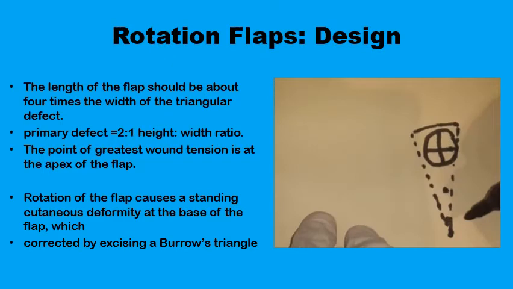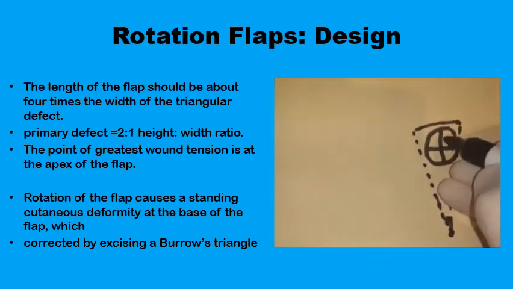It starts by drawing a triangle around a circular or a square lesion. The base of the triangle should be as close as possible to the lesion itself, and the width of the base should be approximately the diameter of the lesion. Then you draw an isosceles triangle with the angle at the apex equal to about 30 degrees, and the length of the triangle should be about 2 to 2.5 times the width of the base.